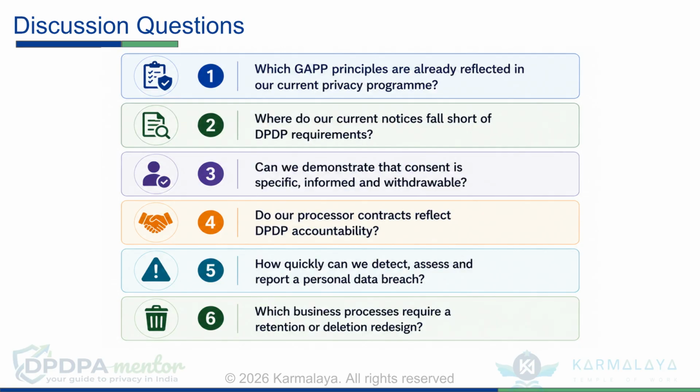Ask participants to identify one immediate improvement in each area: transparency, consent, data lifecycle, rights, security, vendors, and governance. The objective is not to create a separate compliance exercise for every framework. A well-designed privacy management system should allow one set of controls to satisfy DPDP, GAPP, and, where relevant, additional frameworks such as GDPR or sector-specific requirements.